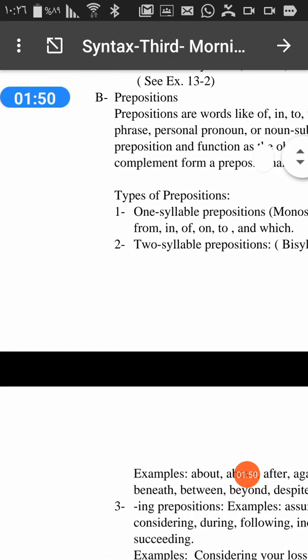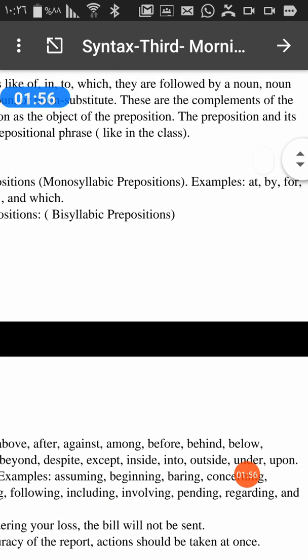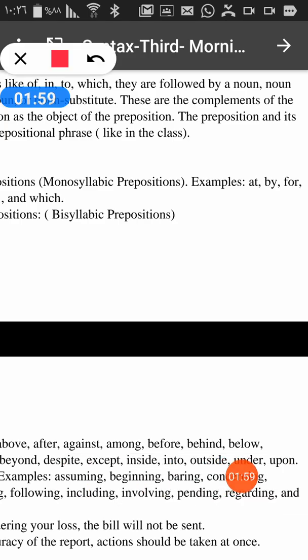So the preposition plus the complement form a prepositional phrase, like in the class. For example, in the class, here in this example, in is the preposition and the class is a noun phrase. The whole phrase in the class functions as a prepositional phrase, consisting of the preposition in plus its complement, the class.